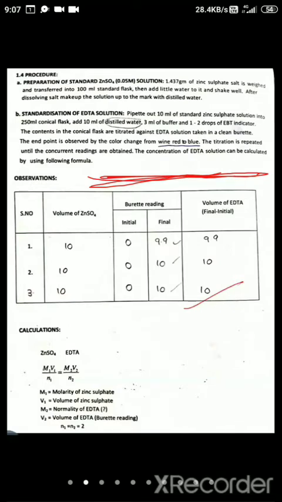Okay, 10 ml zinc sulfate plus 10 ml distilled water plus 3 ml buffer plus 1-2 drops of EBT. This is the wine red, unstable complex. Now EBT is displaced by adding EDTA, ethylene diamine tetraacetic acid. EDTA is added. Now the reaction is, blue color is formed. Now stop the titration. Get the readings, the burette reading.